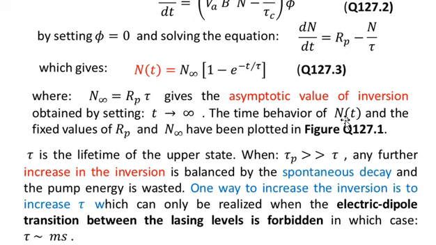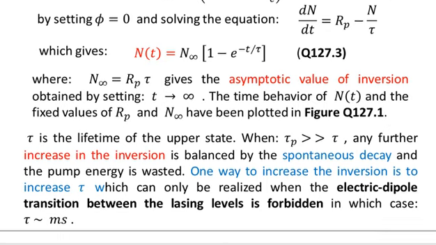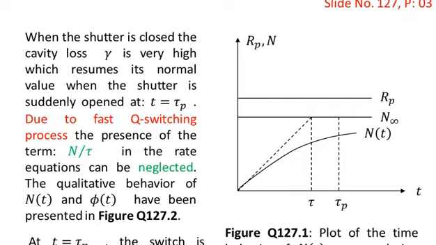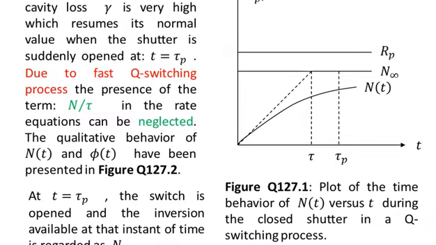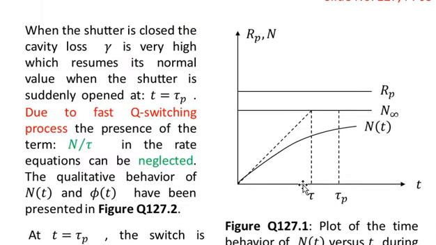The time behavior of n of t and the fixed values of Rp and n infinity have been plotted in figure number 1. So let me show you that figure first. So the caption of the figure: plot of the time behavior of population inversion, that is n of t, versus time during the closed shutter in a Q switching process. That is, when the shutter is closed, the laser is not coming out from the laser source because the shutter is closed. But during the closed shutter, the pumping process will continue.